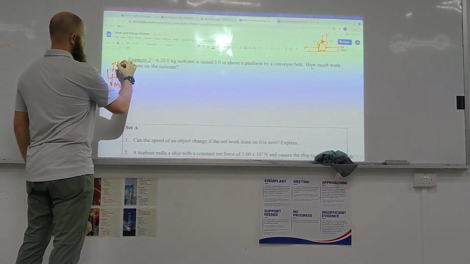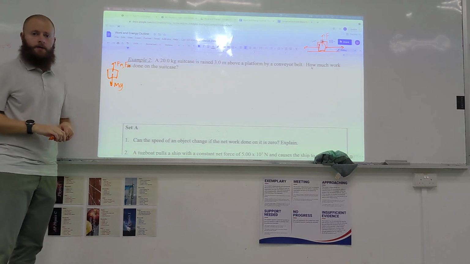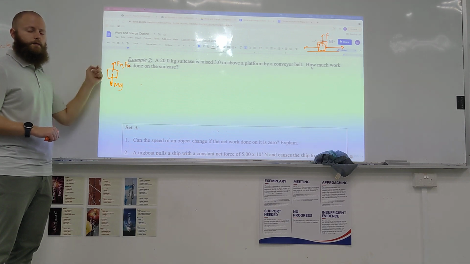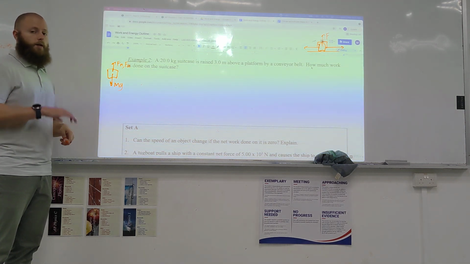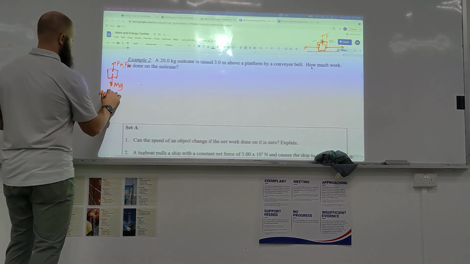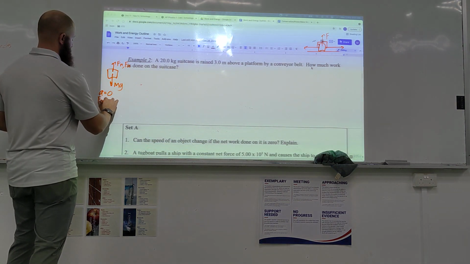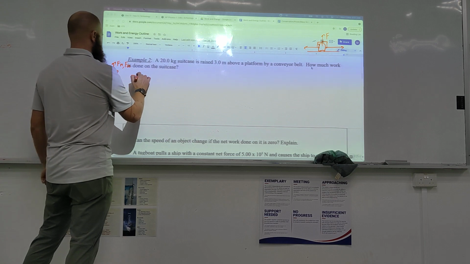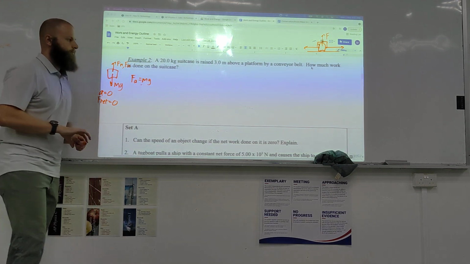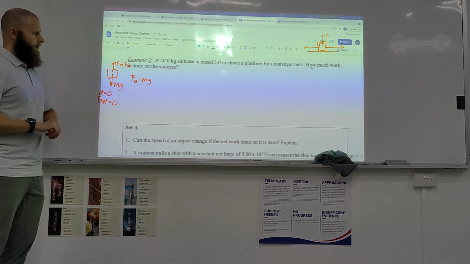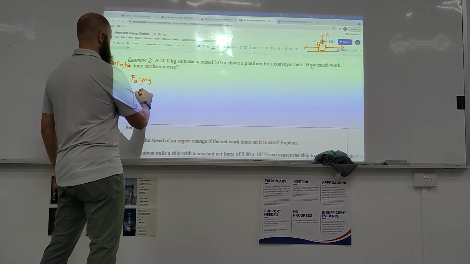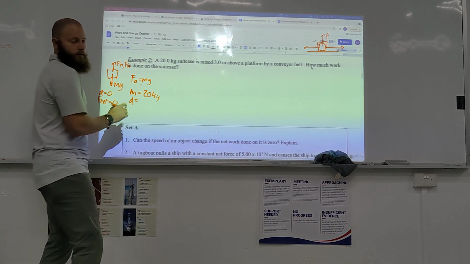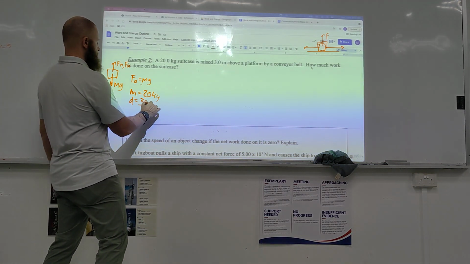Well, we could label this Fn, or we could label it Fa as like the applied force. And then because we know that this is a constant velocity, what do I know about these two forces? Yes. Remember, constant velocity means acceleration is equal to 0. If acceleration is equal to 0, F net equals 0, which means these two forces must be equal. So we have, I'll just call it, Fa equals mg. Okay, so let's go ahead and define our variables. What is m? m is 20. Okay, what is d? d is 3 meters.